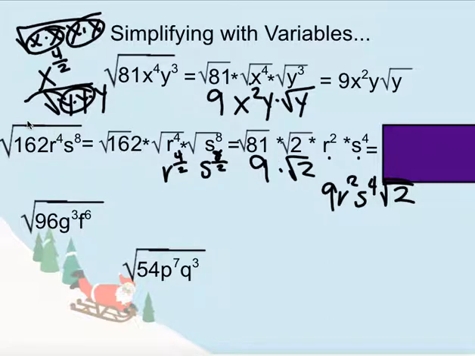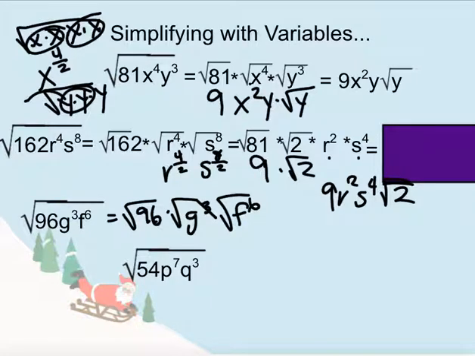Let's try the other two. The square root of 96 g to the 3rd f to the 6th. Well, we can split that into the square root of 96 times the square root of g cubed times the square root of f to the 6th. Well, the square root of 96, that's like, let's see, 16 times 5, I think. Let me make sure that no, not 16 times 5.